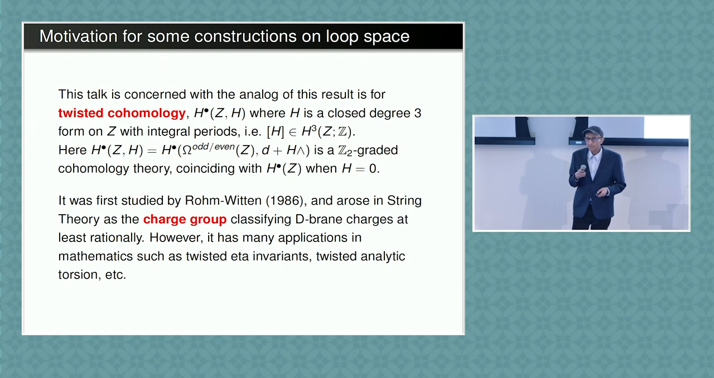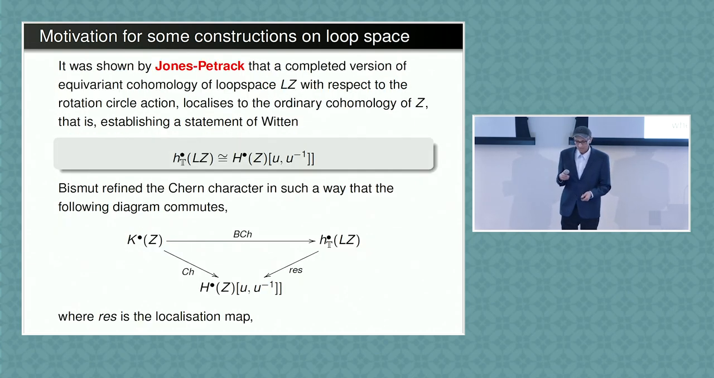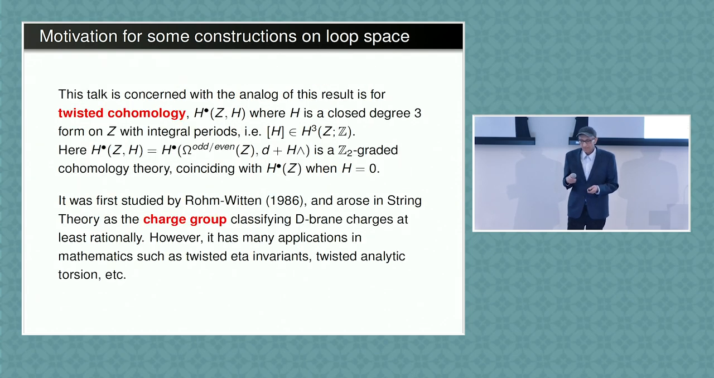So now I want to incorporate the flux. It's not as trivial as one thinks. So instead of the cohomology of Z on the bottom, I want to replace it with the twisted cohomology. The twisted cohomology, just a brief review, consists of differential forms on Z, with the differential being d plus H wedge. Since H is closed, this is a differential, and it's a Z2 graded cohomology theory. And it coincides with the cohomology of Z when H is zero.